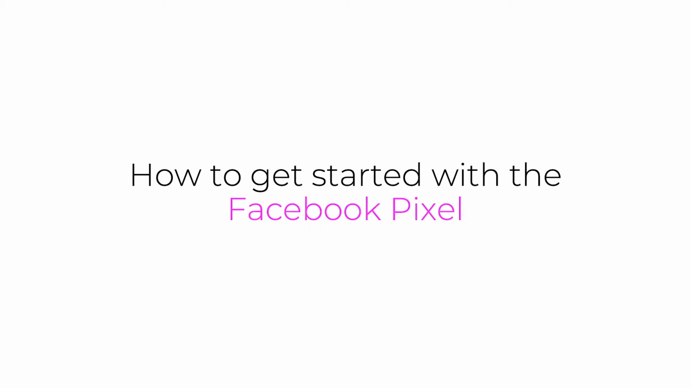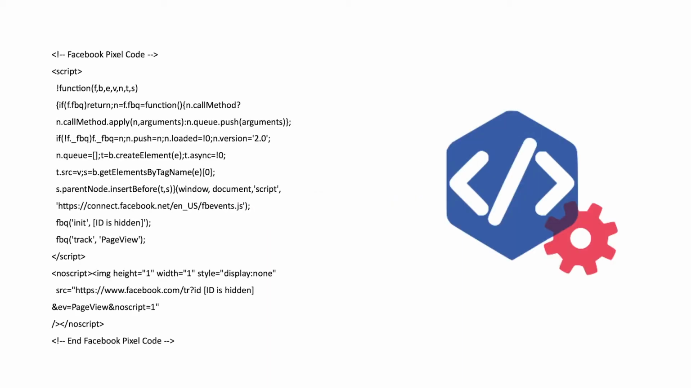So how to get started with the Facebook pixel? Let's start off by talking about what the Facebook pixel actually is. The Facebook pixel is basically just a piece of code that you place on your website. From here, the Facebook pixel can track the people visiting your site and make you able to serve ads to Facebook users that have engaged with your website.